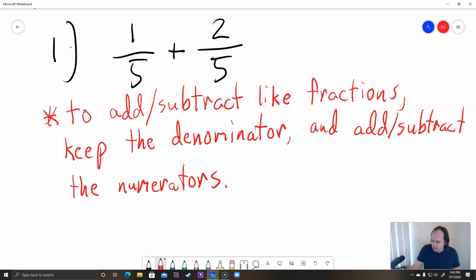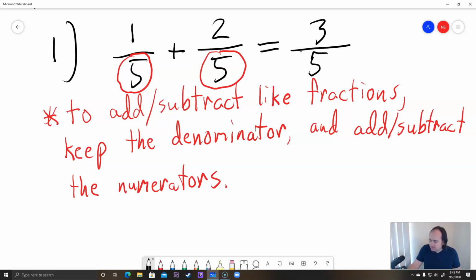Okay, so like here, we keep the denominator, which is 5, and then we add on the top. So we have 1 plus 2 is 3 over 5. Okay, so our answer is going to be 3 over 5. So all we did there was, because they're like fractions, we kept the denominator and we added the numerators. And that's actually the whole problem. Of course, you want to simplify this fraction if possible, but 3/5 is already in lowest terms. So that's going to be our answer.